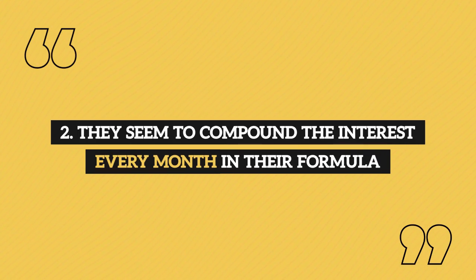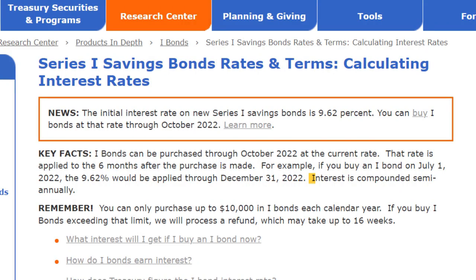Second, they seem to compound the interest every month in their formula, even though they say interest is compounded semi-annually. That means that the interest earned in April will already be added to the base for calculating the interest for May. You don't have to wait for 6 months before that happens. Both these design features seem to explain the residual differences between the actually posted amounts in your Treasury Direct account and what our super savers were expecting.